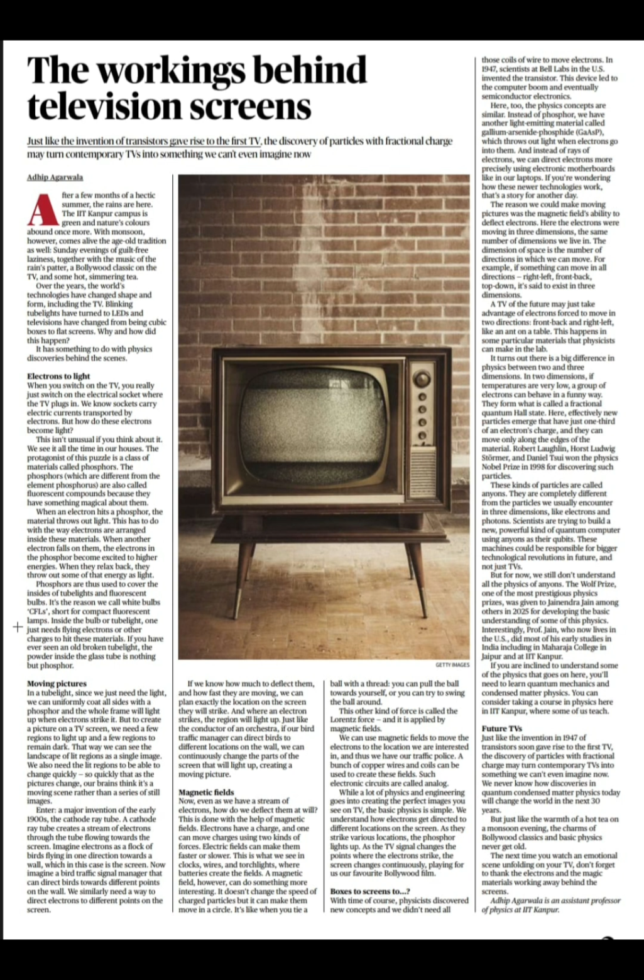While a lot of physics and engineering goes into creating the perfect images that you see on TV, the basic physics is simple. We understand how electrons get directed to different locations on the screen. As they strike various locations, the phosphor lights up. As the TV signal changes the points where electrons strike, the screen changes continuously, playing for us our favorite Bollywood film.